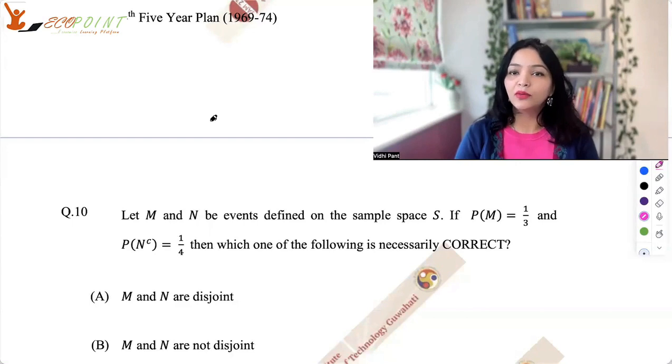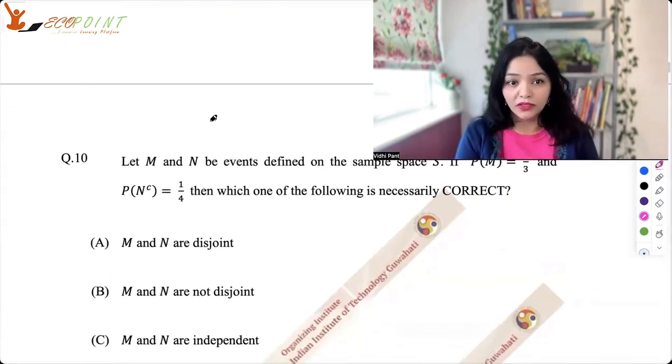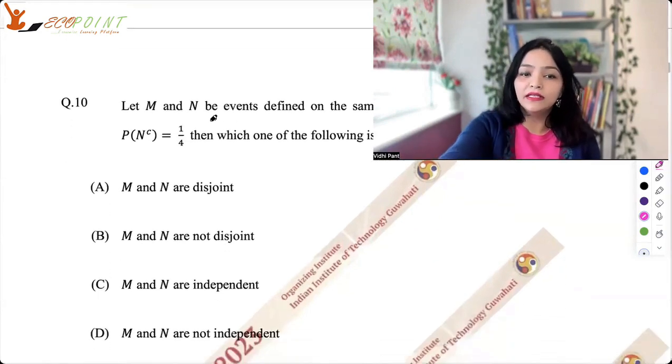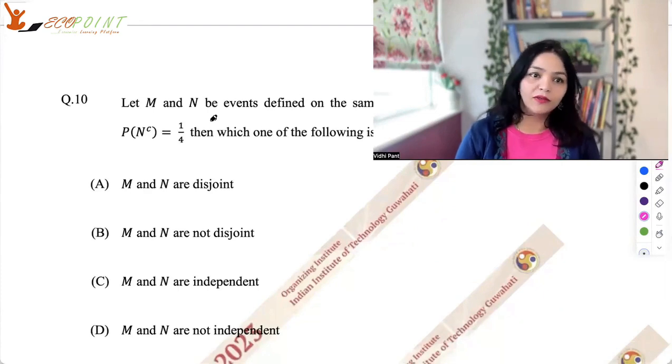paper 2023. The first question that I'm discussing in this video is question number 10 from that paper. Let M and N be events defined on the sample space S. If probability M is 1 by 3 and probability N complement is 1 by 4, then which of the following is necessarily correct? M and N should be disjoint. M and N are not disjoint. M and N are independent. M and N are not independent.